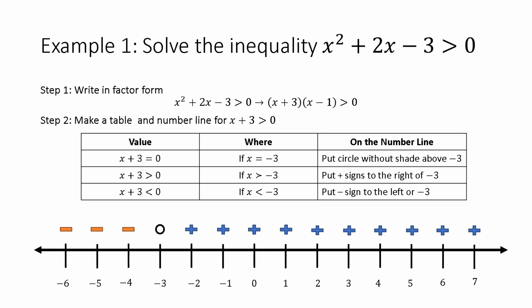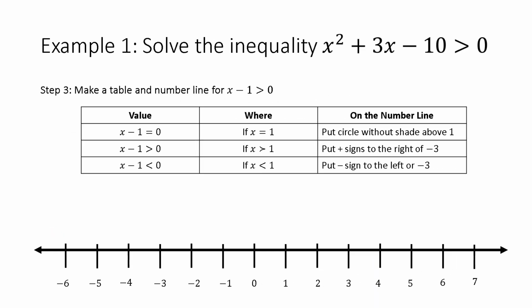Now let's go to another one. In step 3, we make a table and number line for x minus 1. So here are the values for x minus 1: x equal to 1, x is greater than 1, x is less than 1. Here, I put the negative 3 as well so that you could see that will be the first part. The next part would be you go to your 1.